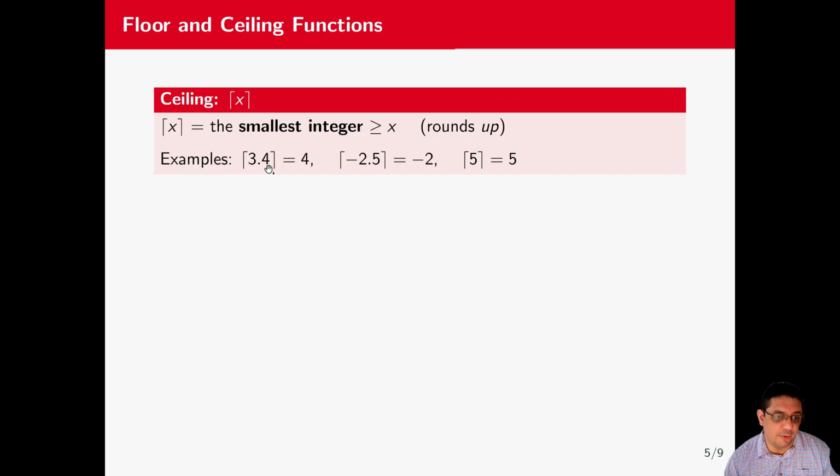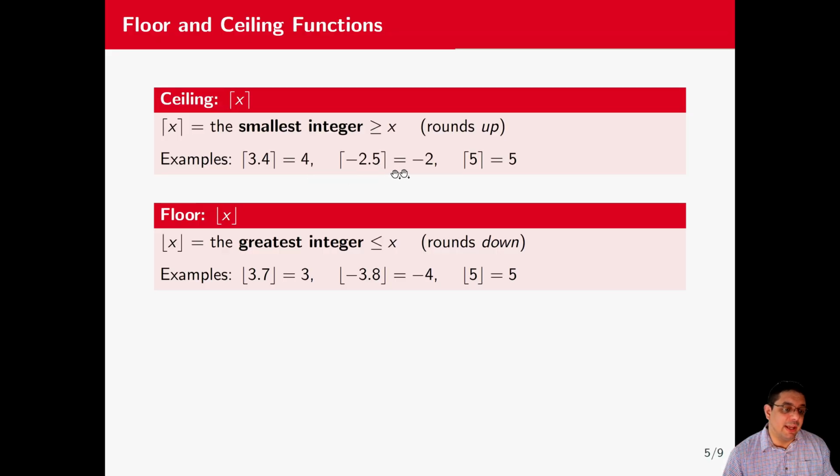So if we have 3.4, the ceiling of 3.4 is going to be 4. The ceiling of minus 2.5 is going to be minus 2. The ceiling of 5 is going to be 5, since it is an integer. Notice here with minus 2.5, you might be thinking, who's the biggest? Because it's negative, you might think that minus 3 would be the rounding here. But you have to remember that we're rounding up, so we're going for the smallest integer that is bigger than this. Minus 2 is a bigger number than minus 2.5.